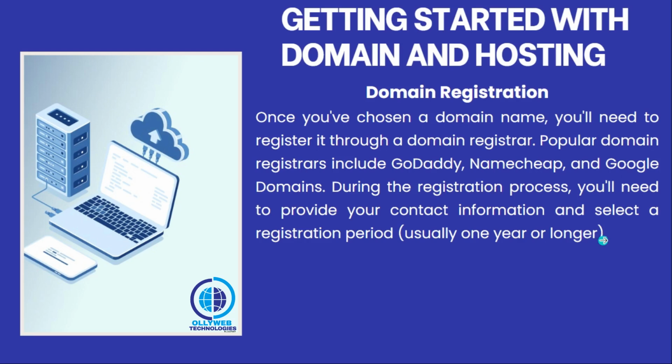Now, the last thing I said here is that you need to provide your contact information and select a registration period, usually 1 year or longer. When you are registering a domain name, the minimum is 1 year. You can register for 5 years or 6 years. If you register on January 1st, 2024, it will expire on December 31st, 2024, which is 1 year.